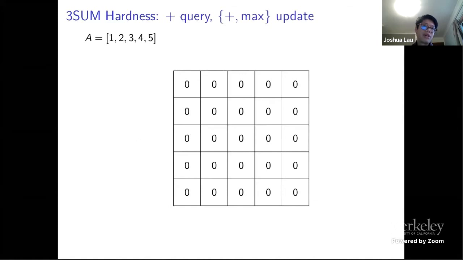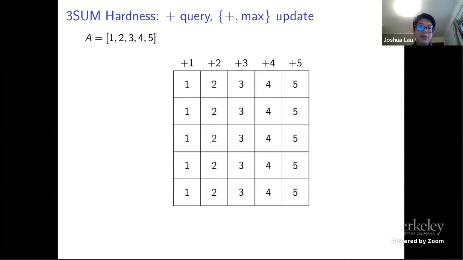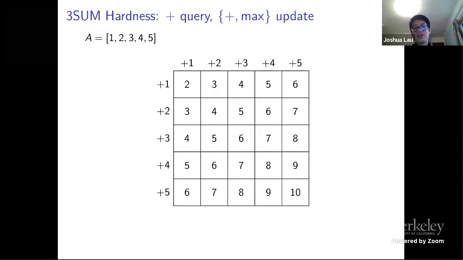Okay, so let's see how such a reduction works. Let's say our array A is just formed from the values 1, 2, 3, 4, and 5. We start with our grid that's initially all zeros as before. From this array, we can form an addition table using our plus updates only. We can add 1, 2, 3, 4, and 5 to each of our columns, and we can add 1, 2, 3, 4, and 5 to each of our rows. At this stage, each cell of the array contains the sum of exactly two elements in A. We'll ignore double counting for now. That's dealt with in our paper.